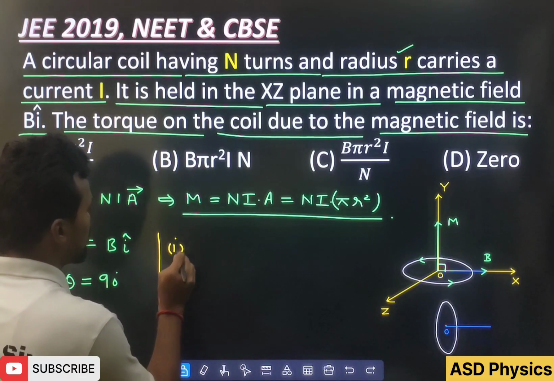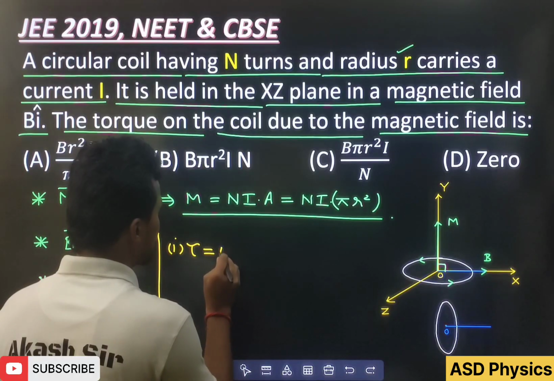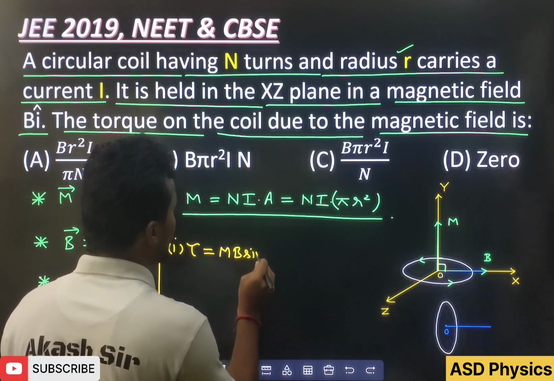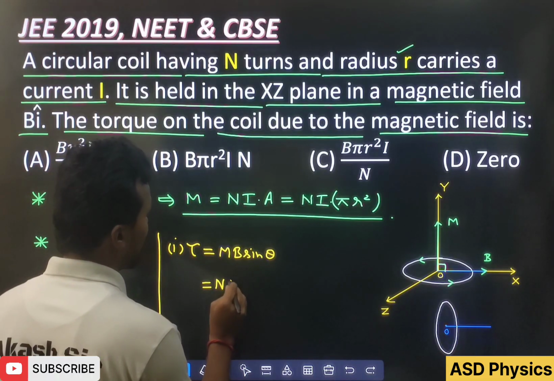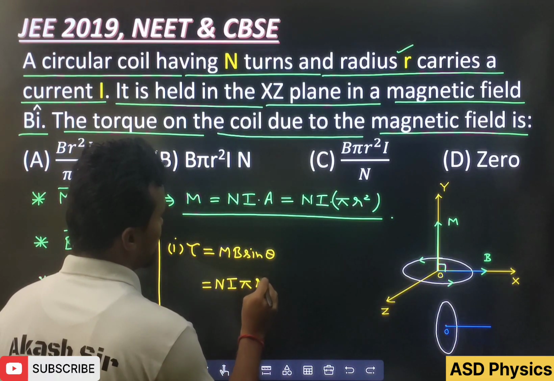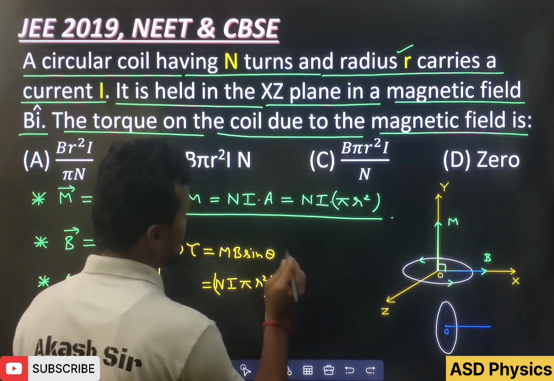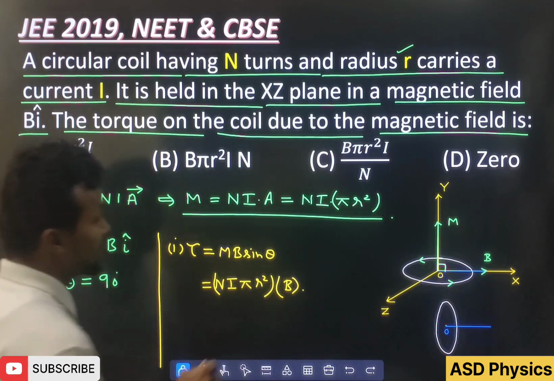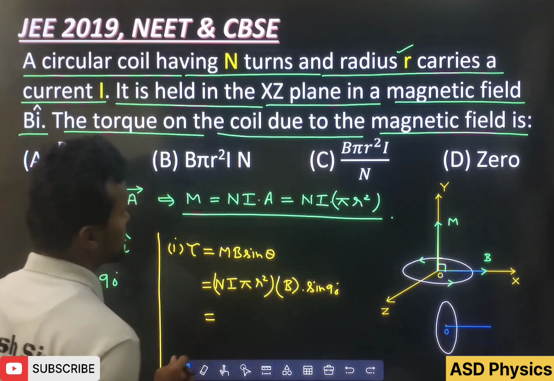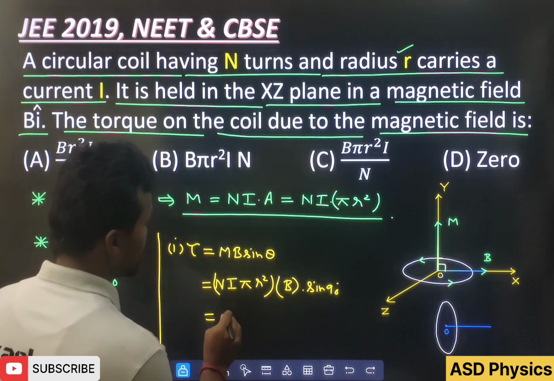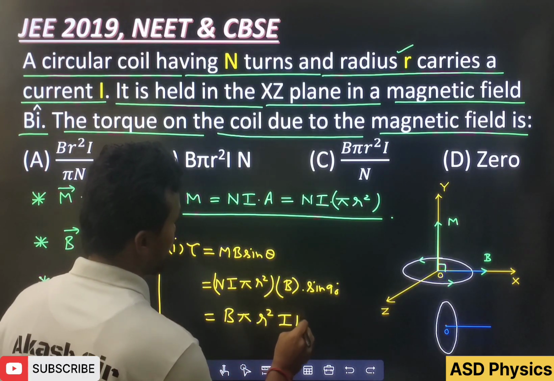First one, if I solve with only the magnitude, torque is given by torque equal to MB sine theta. Okay, so what is M? You can see very well here NI and pi r square. This is my magnetic moment. Magnetic field is B, and how much angle is there? 90 degrees. So I can write sine 90 degrees, and sine 90 degrees is 1. That means what will come here? You can see B pi r square NI here.